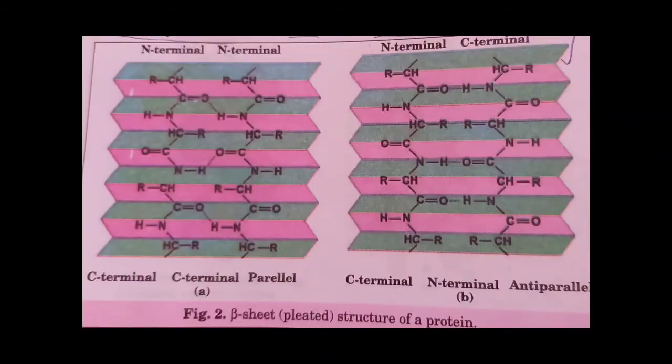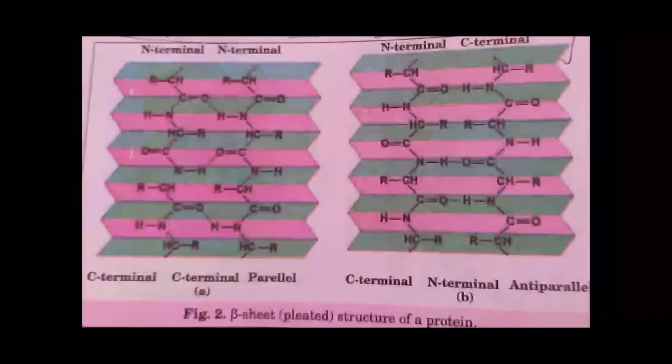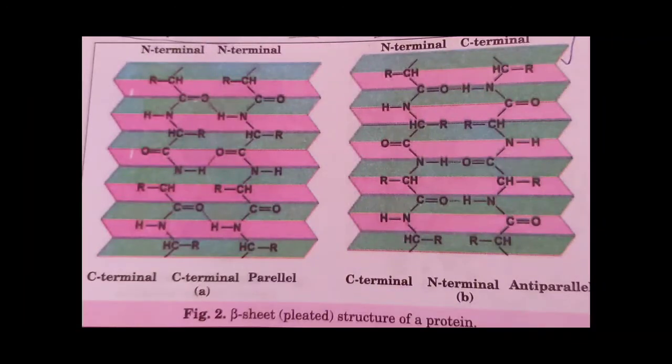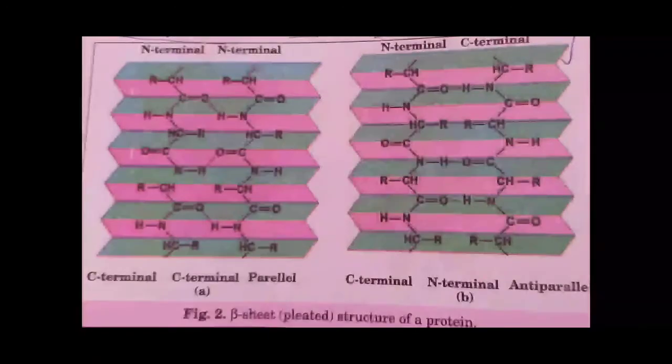Now the beta pleated structure. Here you can see all polypeptide chains are stretched out to nearly maximum extension and laid side by side in a zigzag manner, as you can see in the diagram, forming a flat sheet. Each chain is held to two neighboring chains by hydrogen bonds. One sheet is formed, then another sheet is formed, and these sheets are stacked upon one another to form a three-dimensional structure called the beta pleated structure.